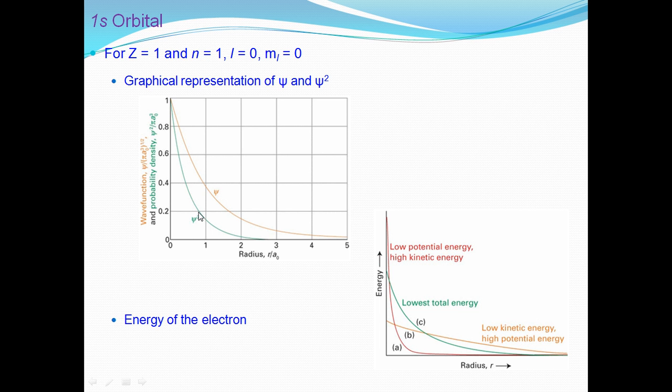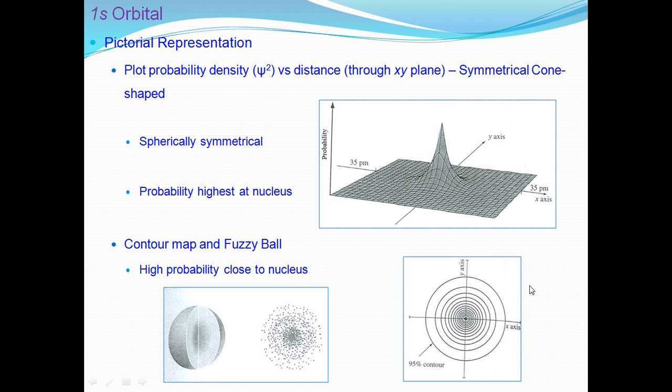Looking at the wave function and the square of the wave function also gives us an idea of the energy of the electron. This is showing us that, close to the nucleus, the wave function is maximum, the square of the wave function is maximum, the energy of the electron is maximum, but the energy also decreases exponentially as we move from the nucleus. Okay? So how do we give a pictorial representation of what that wave function and wave function square look like?